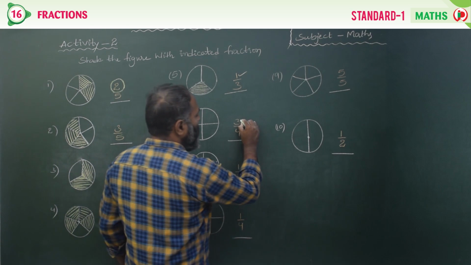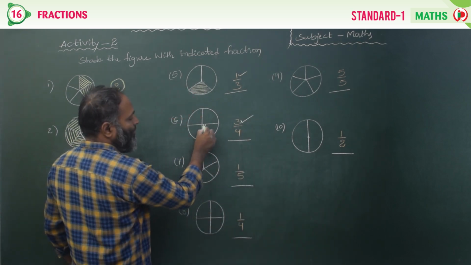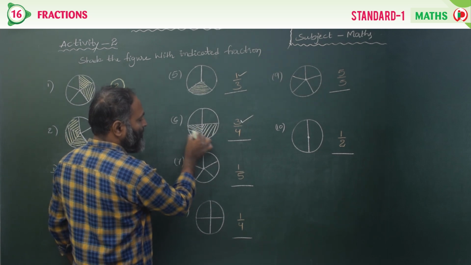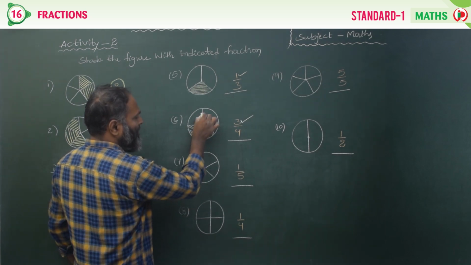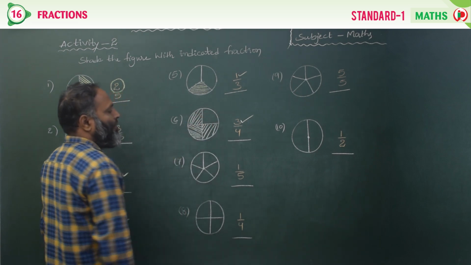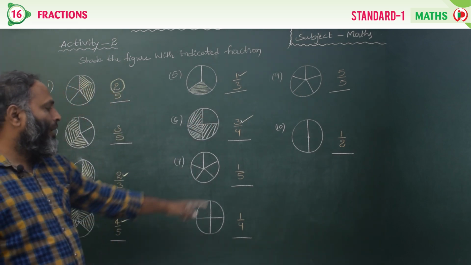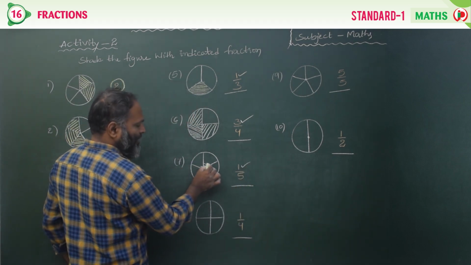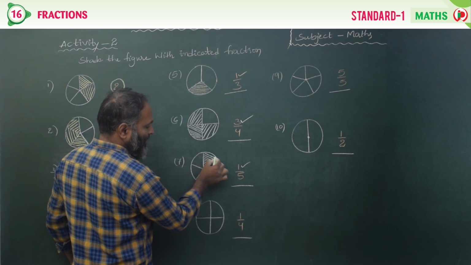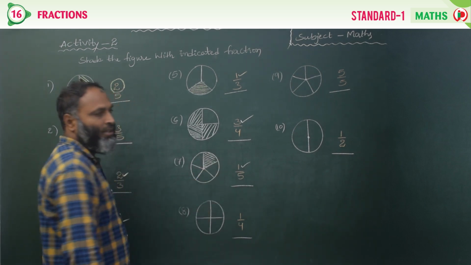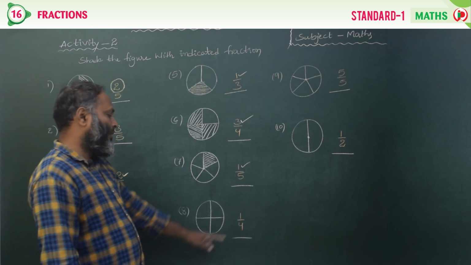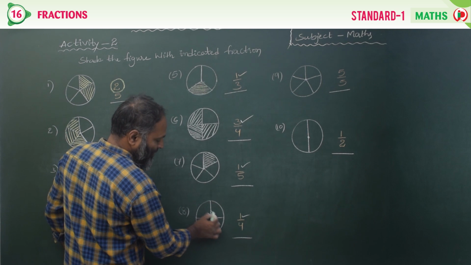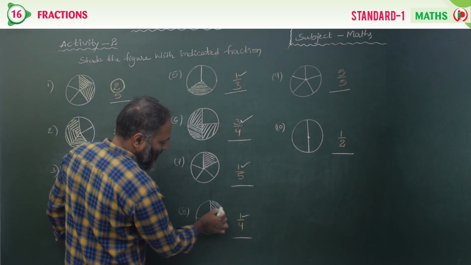Now here, 3 parts we should shade out of 4. This is the first part, this is the second part, this is the third part. 3 by 4. Now in this one, total 5 parts, 1 part we should shade, only 1 part. This is a single part, the shaded portion is 1 by 5. Now here 1 by 4, out of 4, 1 part we should shade. Whatever is there in the numerator, that many parts we should shade.